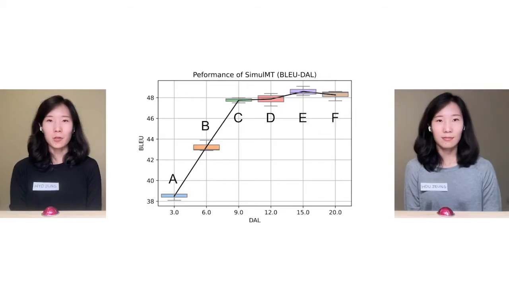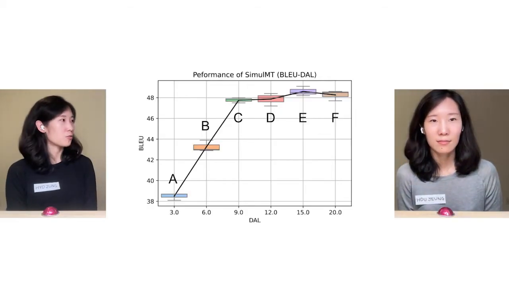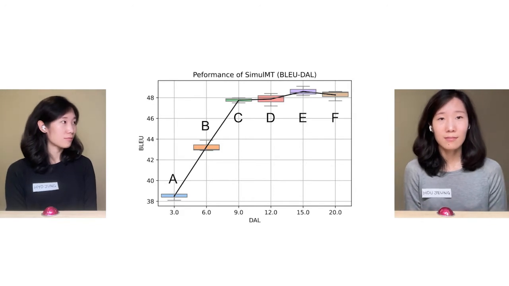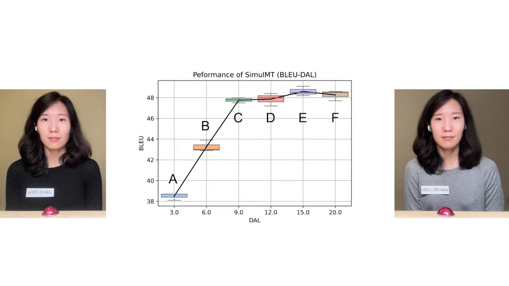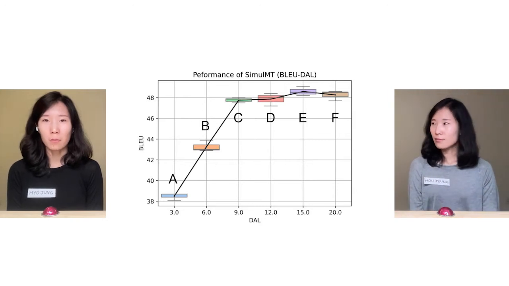What should we do? Luckily, we have several simultaneous machine translation models that can help us answer the question. Okay, we have these five models. Which one would you like to choose? I don't know, it's hard to decide based on this plot. Same here. Anyway, I'm going to go with model B.